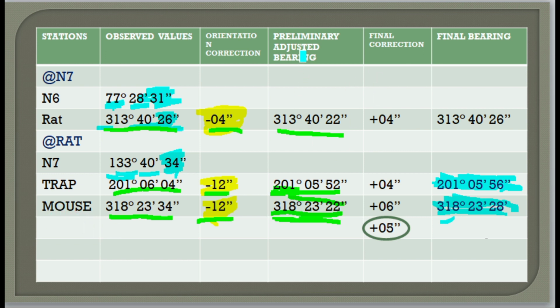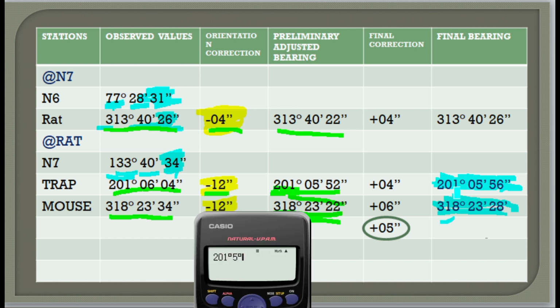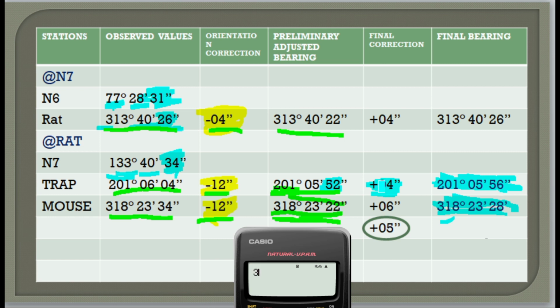So by the use of a calculator, we observe the preliminary adjusted bearings, and we need to find the final correction that was applied in order for us to get the correct final bearings, which we have gotten from the datum bearings. So by subtracting the final bearing from the preliminary adjusted bearing, we can observe the final correction was positive 4 seconds. So that was the data that was added in order for our last part here to be correct. So that is positive 4.